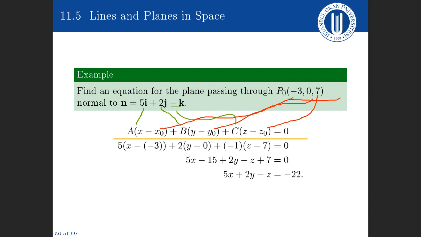So we get 5(x minus minus 3) plus 2(y minus 0) plus minus 1 multiplied by (z minus 7). Simplify that all out, and we get the answer 5x plus 2y minus z is equal to minus 22. This is the equation of a plane.